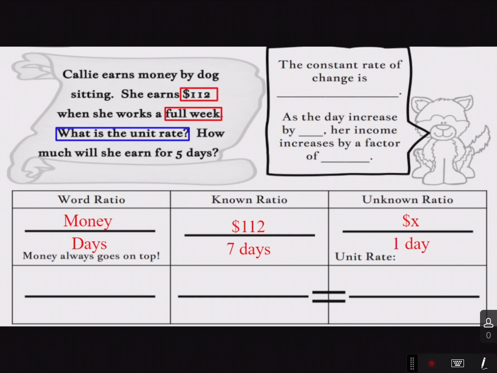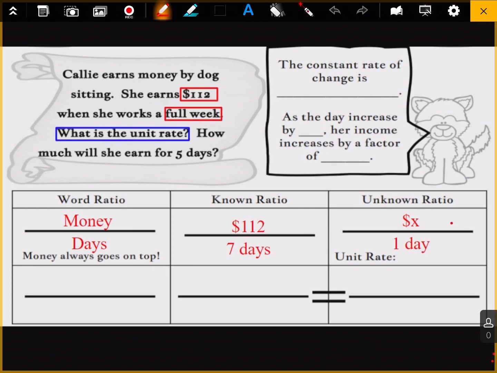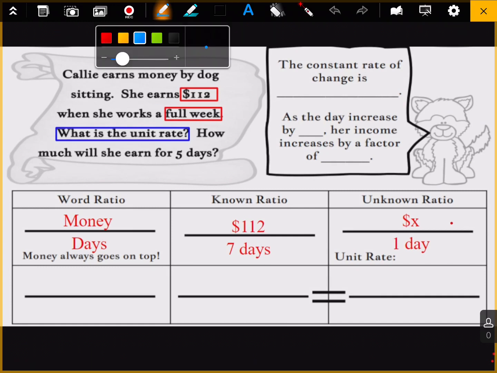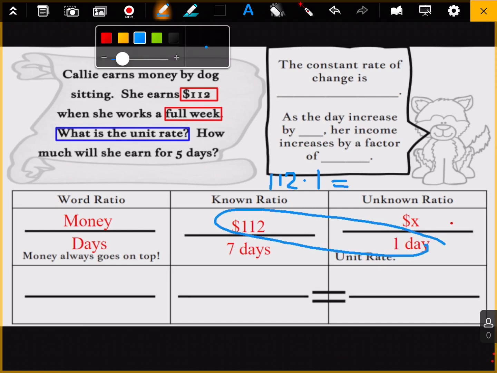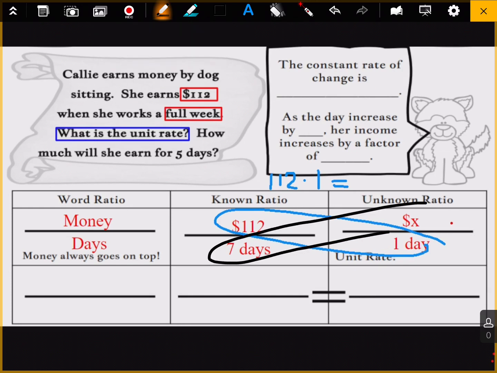In order to solve this, we are going to follow that method of cross multiply and then divide. So we're going to cross multiply like this. I'm going to write it right here. If you have some space on your paper, just write it down. 112 times 1 is equal to, and then we're going to do that other side, which is 7 days times x. So 7 times x. 112 times 1 is just 112, and 7x. We don't have to multiply 112 times 1, we know that it's going to be 112.